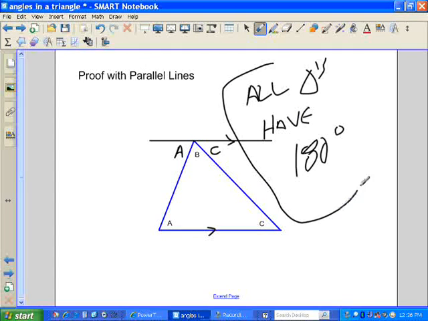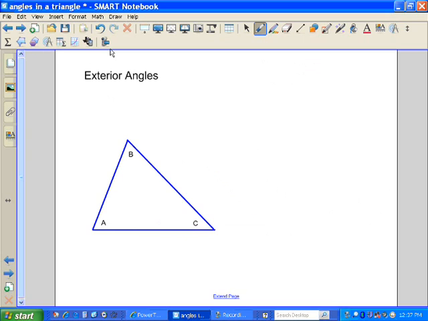Hopefully we've done more in this case than just say it's the case. We've actually shown it to be the case for no matter what triangle I have. I can shift this triangle and get the same thing, A, B, and C in a straight line, have 180 degrees. So remember that forever and always.